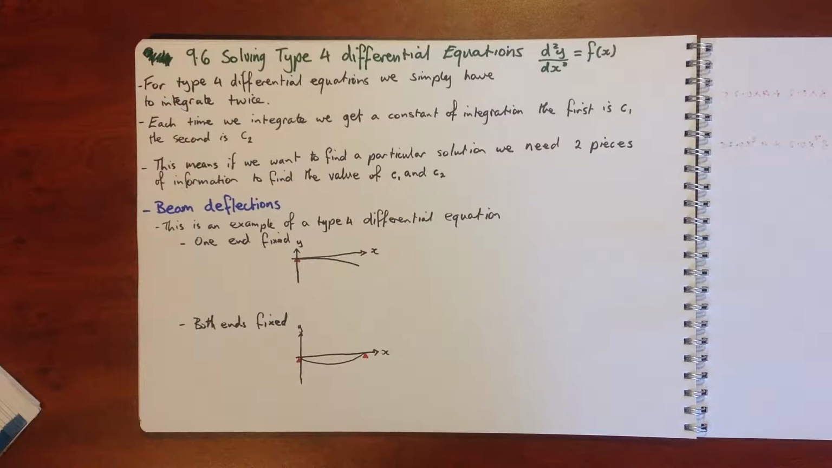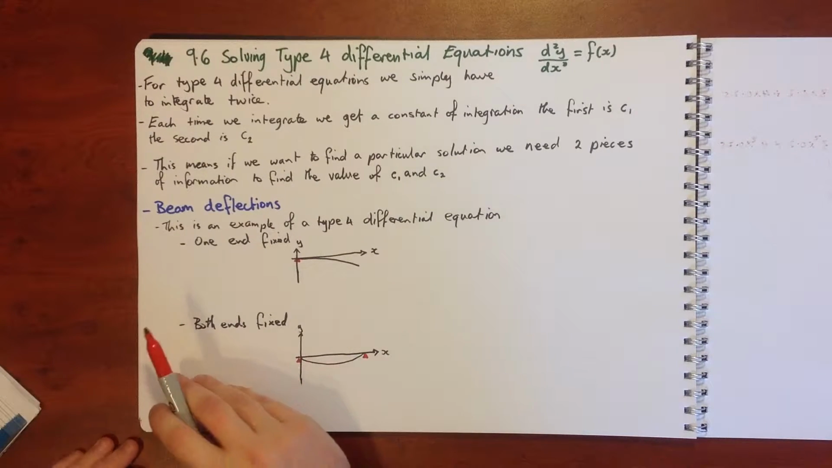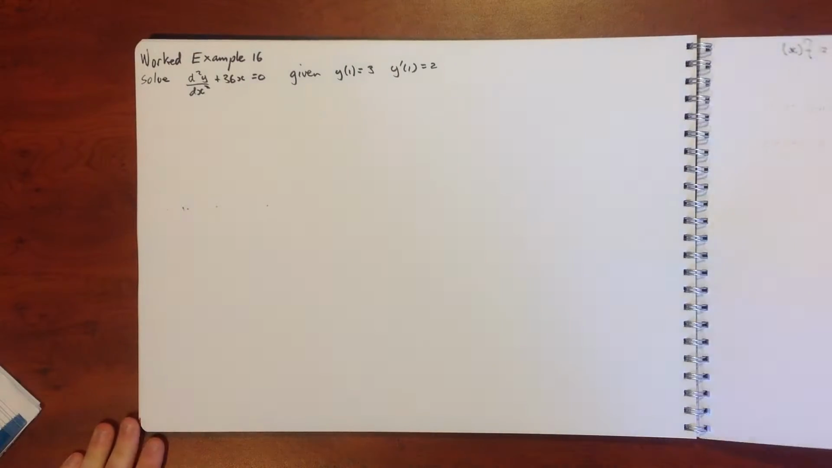One of the applications of this is beam deflections. This is an example of a type 4 differential equation. We've got two cases where one end is fixed, and so the beam sags down at one end, or both ends are fixed and the beam sags in the middle. The path that they bend can be described using one of these type 4 differential equations. So we may as well get stuck straight into some worked examples.